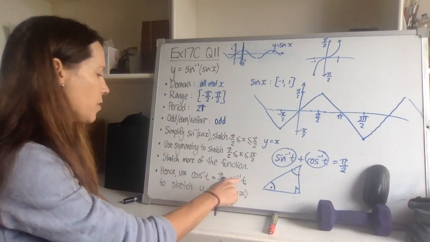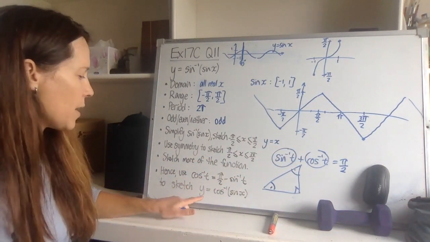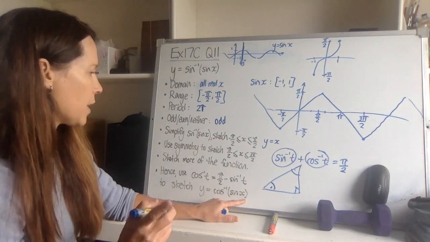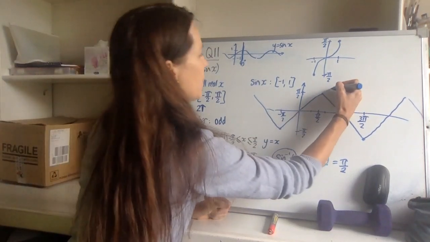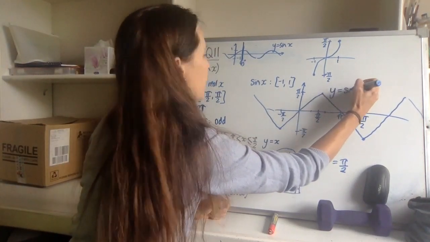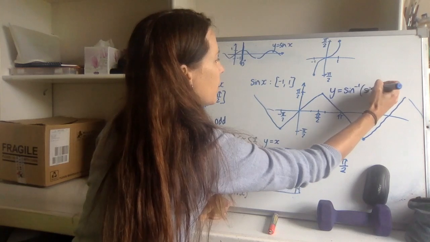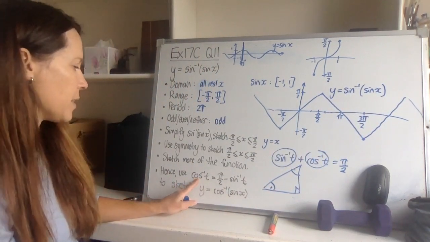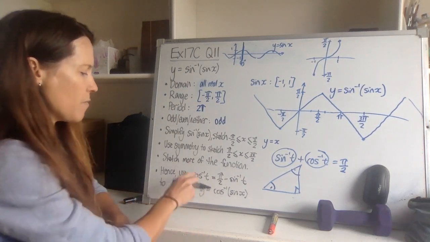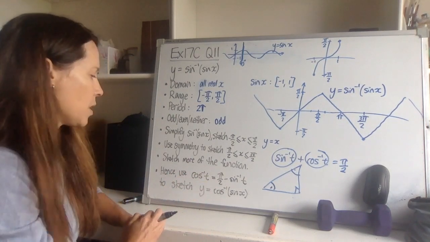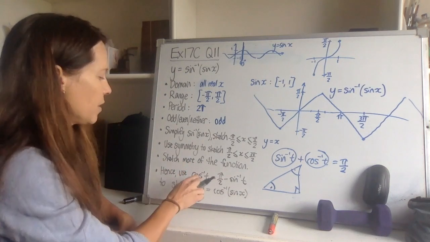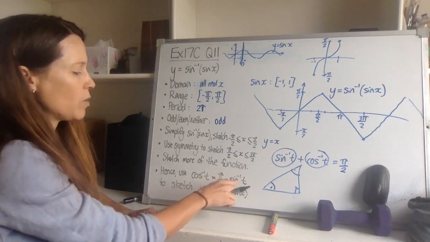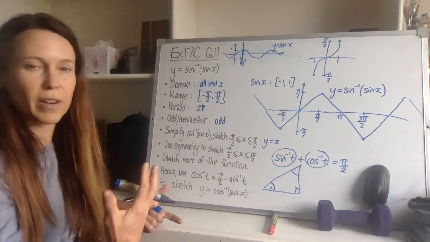Now they've said to use this identity to sketch y equals the inverse cos of sine x. Okay, so we have already up here a nice graph of the inverse sine of sine x. So what we want to do is use this identity to say, all right, well, if we wanted to get the inverse cos of something, but we don't have that, and we've got a graph of the inverse sine of it, then we could use transformations here to generate the one that we want.